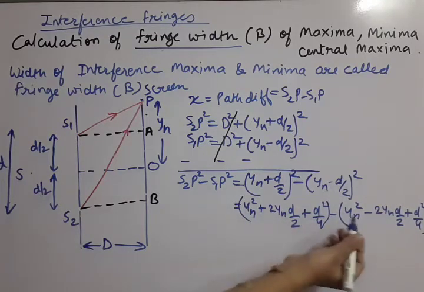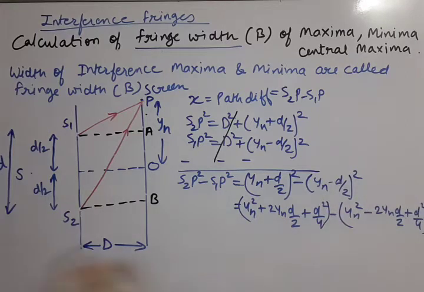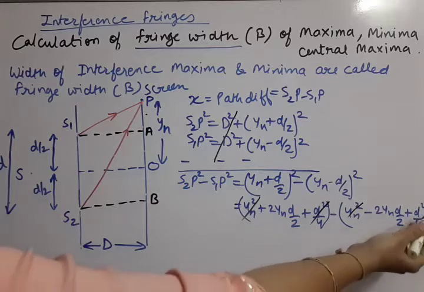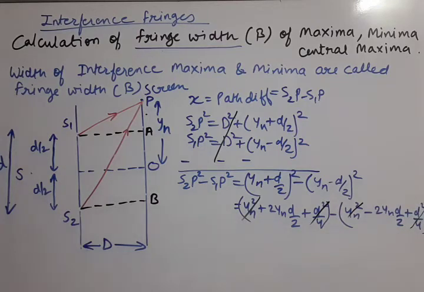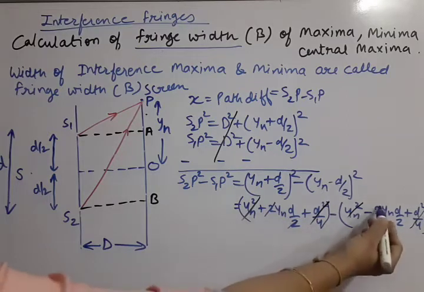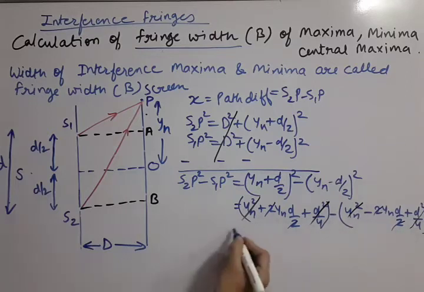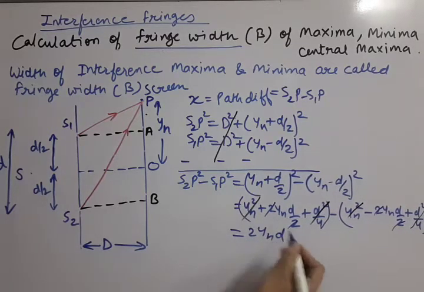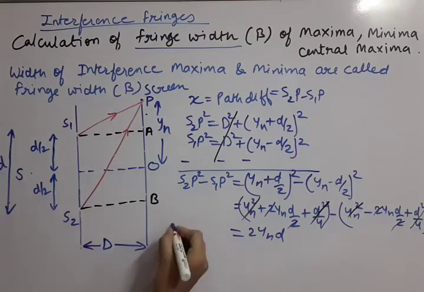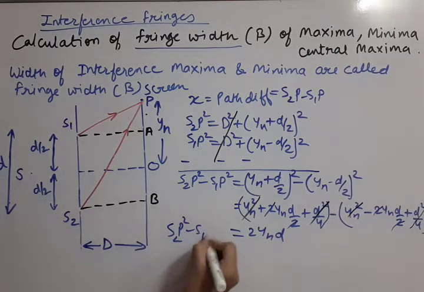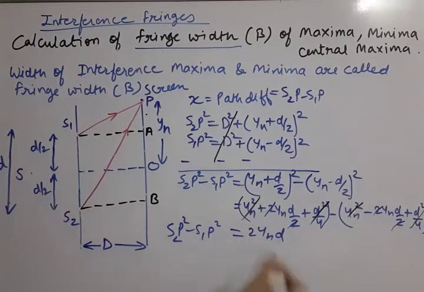Now you can see yn and yn square will get cancelled because the negative sign is there in between. D square by 4 will also get cancelled because of this negative sign. And in 2 yn d by 2, this 2 cancelled, here also 2 cancelled. So yn d minus minus yn d will become plus. So we will get 2 yn d. Okay, that side. So we have got S2P square minus S1P square equal to 2 yn d.